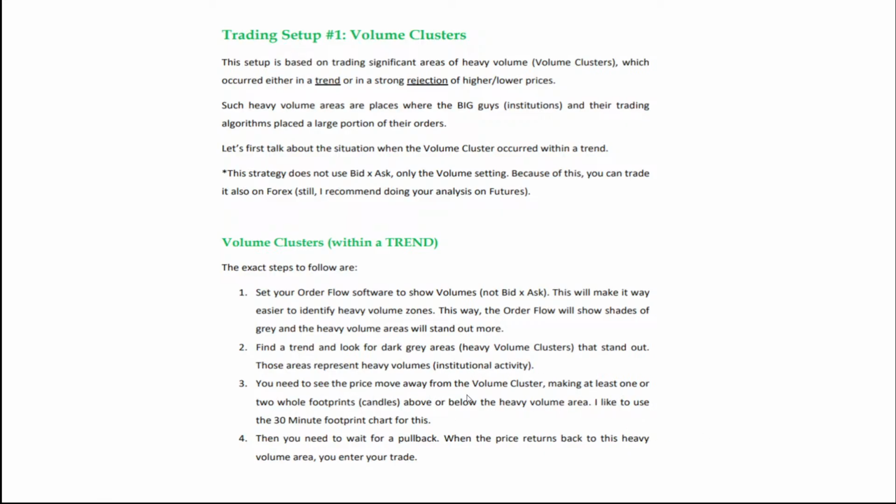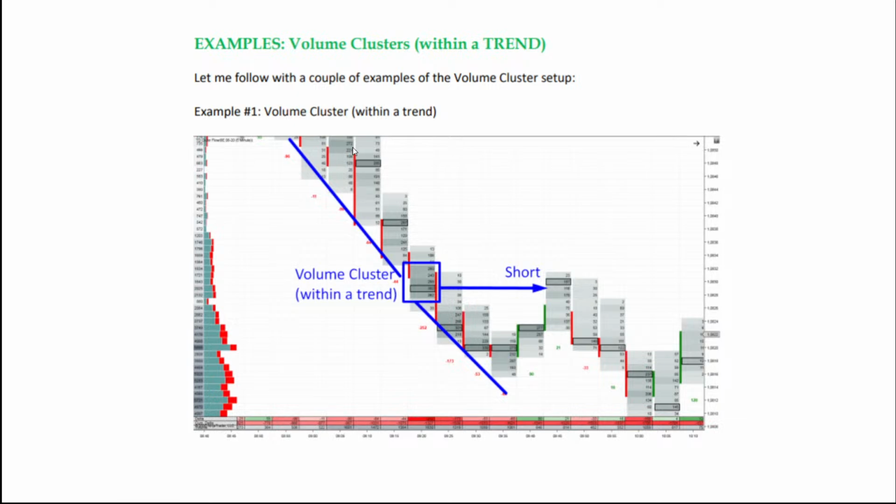You need to see the price move away from the volume cluster, making at least one or two whole footprint candles above or below the heavy volume area. I like to use the 30-minute footprint chart for this. Then you will need to wait for a pullback. When price returns to this heavy volume area, you enter your trade. And so here we're going to show an exact example.